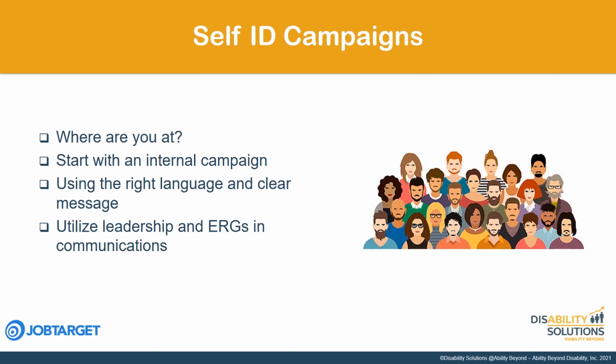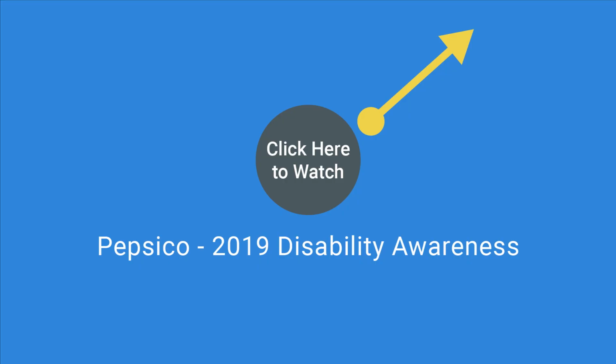So we're going to share a video from our Disability Solutions first ever client, PepsiCo, that they released in 2019. The video is called You Belong Here. This video highlights employees with disabilities.